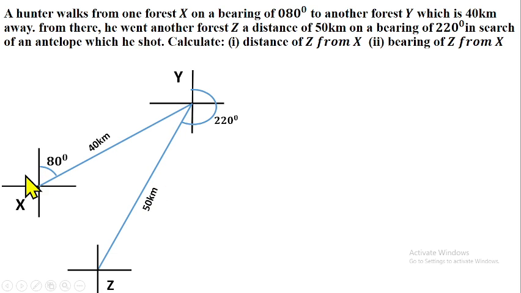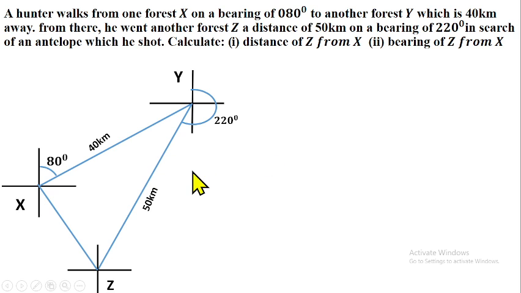It should be longer than this one a little. Then I will join my X to Y like that. So then we have to find the distance XZ from X. So we have to find the distance here. But before we can do that, we need an angle in the triangle. How do we get that?